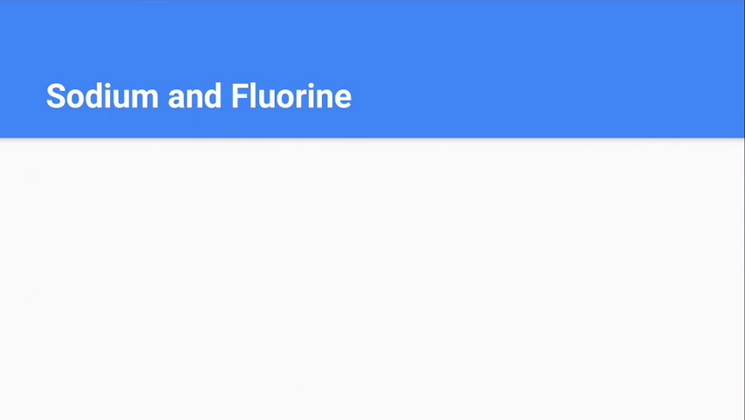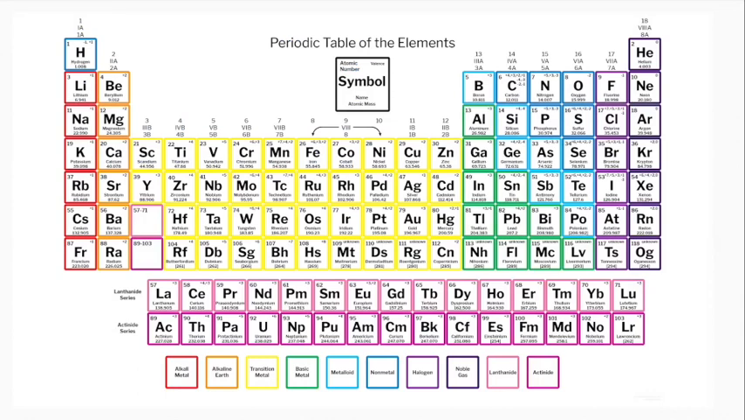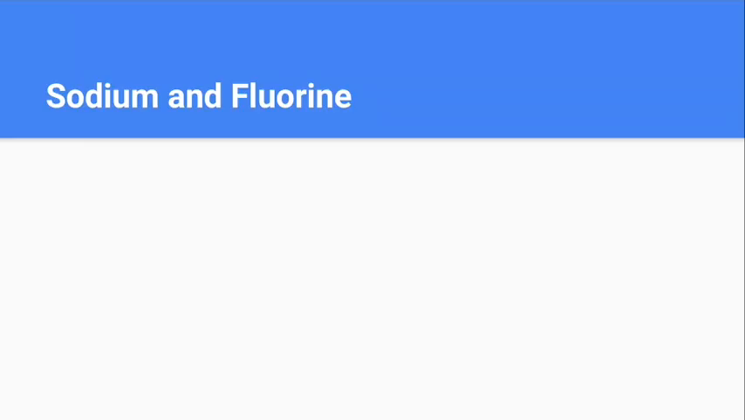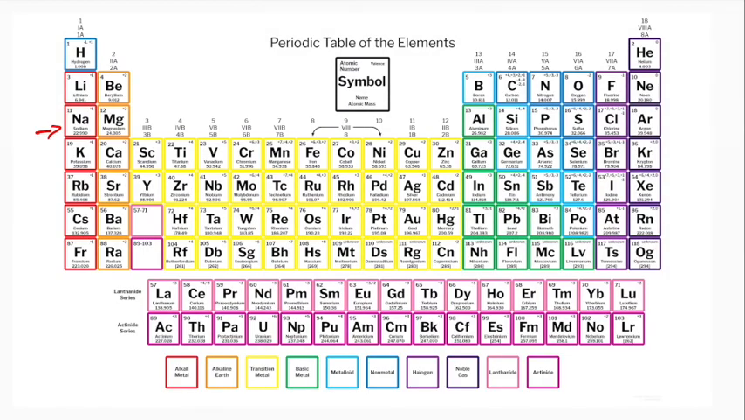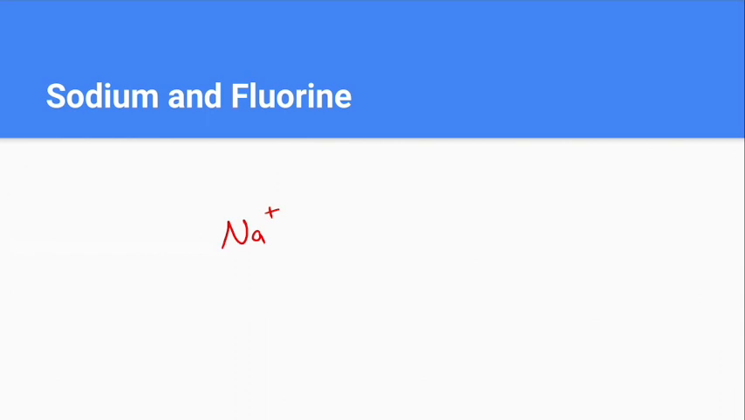Okay, let's try some examples. So sodium and fluorine, the first step is to write down our ions. So we know that sodium here, symbol is Na, and the charge of the ion is +1. So let's write Na plus. Here it is here. Fluorine, its chemical symbol is F, and it has a charge of -1.